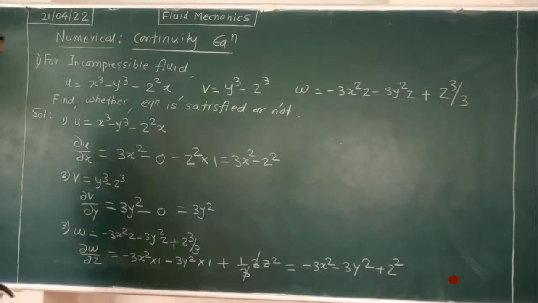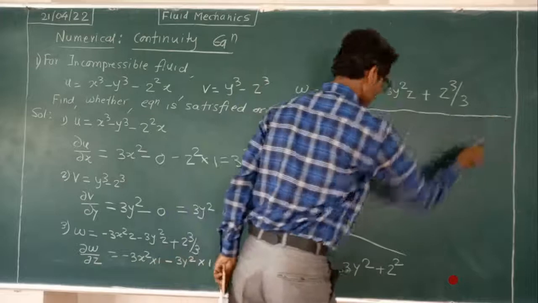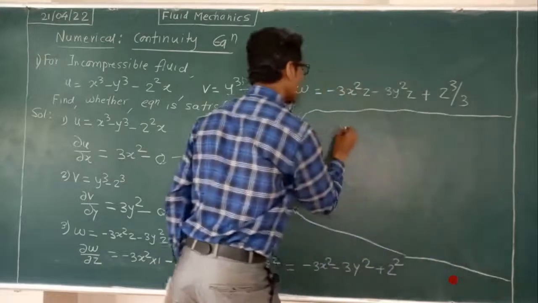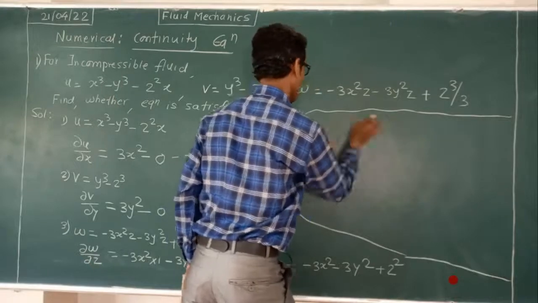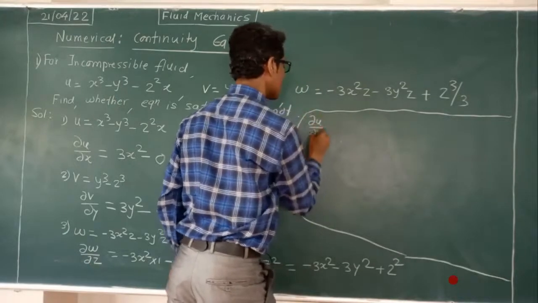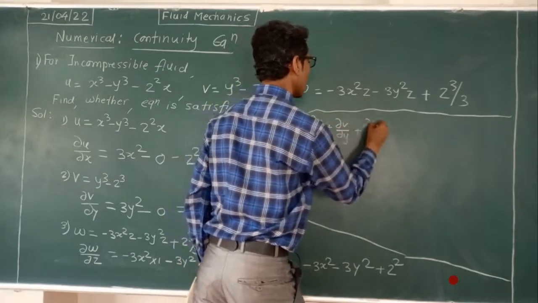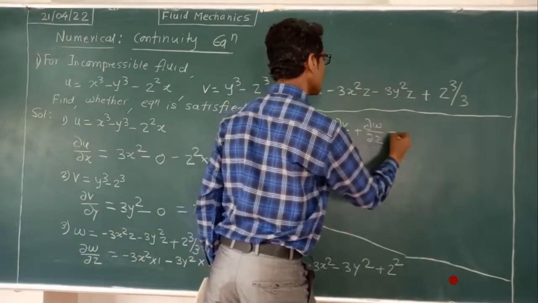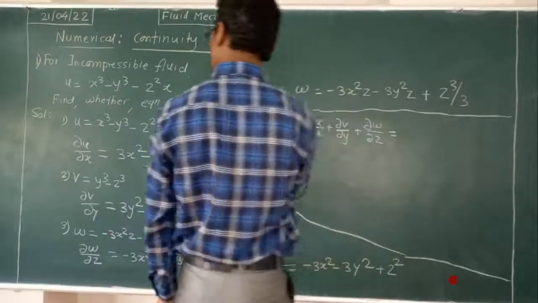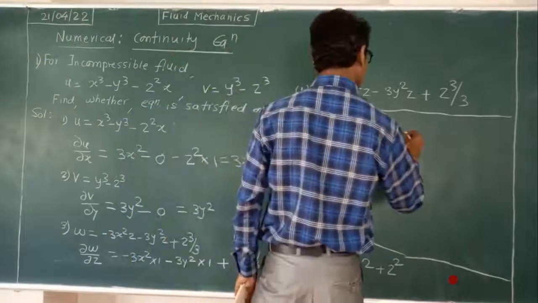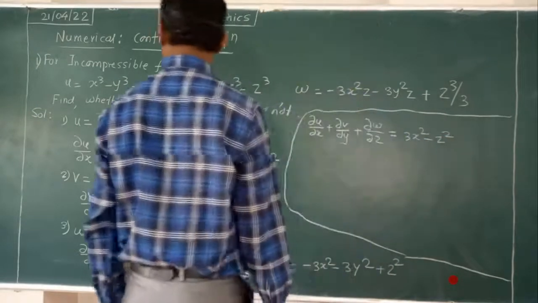Now, to determine this, we have to take the sum of these three: ∂u/∂x plus ∂v/∂y plus ∂w/∂z is equal to, write down all the components we have got. ∂u/∂x we have got 3x square minus z square.